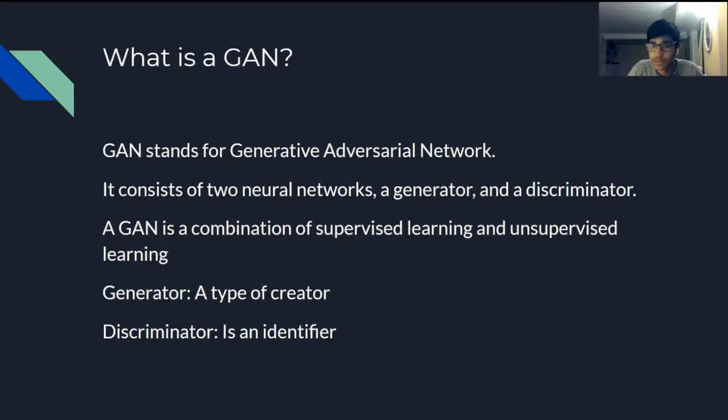So what is a GAN in the first place? It stands for Generative Adversarial Network, and it has two neural networks. One is the generator, and one is a discriminator. As I said earlier, the generator is unsupervised learning, and the discriminator is supervised learning. The generator's job is to create an image of a dog, and the discriminator's job is to tell if that generator created a realistic looking image or not. So it decides if it's fake or not. The generator is the creator, and the discriminator is an identifier or classifier.